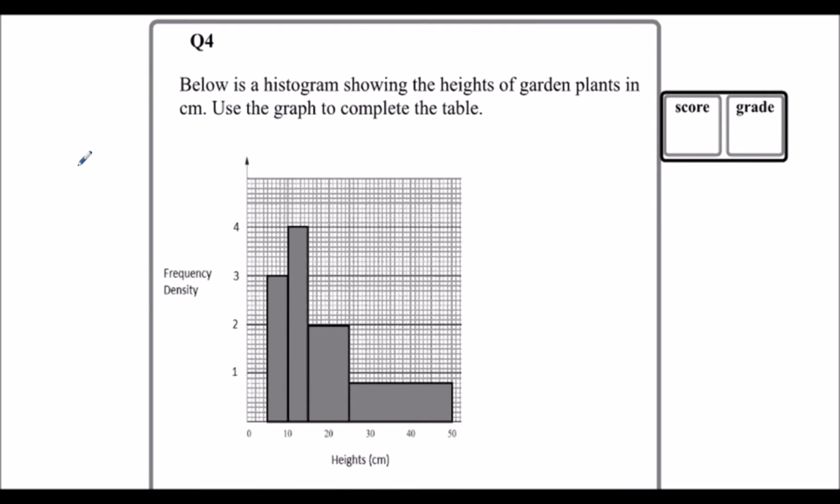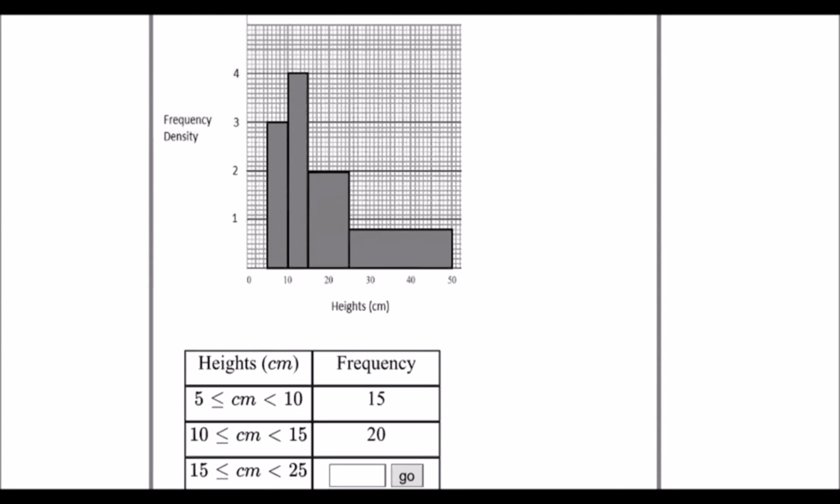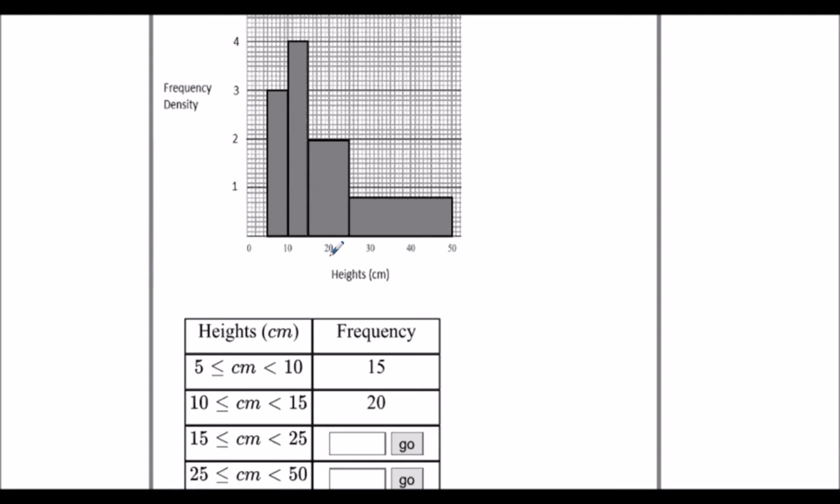Question 4, we've got a histogram. Here's a histogram showing the heights of garden plants in centimeters. Use the graph to complete the table. So with a histogram, the frequency is going to be the area of the bar. So for the first one, we had a width of 5, a height of 3. It was an area of 15. 5 times 3 makes 15.